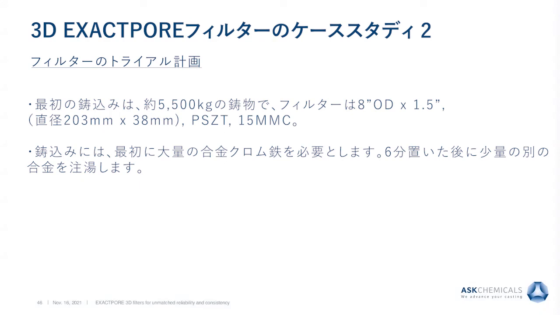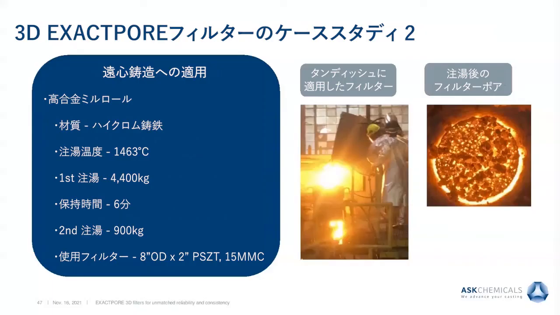The trial plan was to find a casting around 12,000 pounds and use an 8-inch round 15 mmC tundish filter. The casting will require a large amount of high alloyed chrome iron with a 6-minute dwell time, and then a smaller additional pour of an alternate alloy after. The selected casting was a high chrome iron poured at 2665 degrees Fahrenheit.